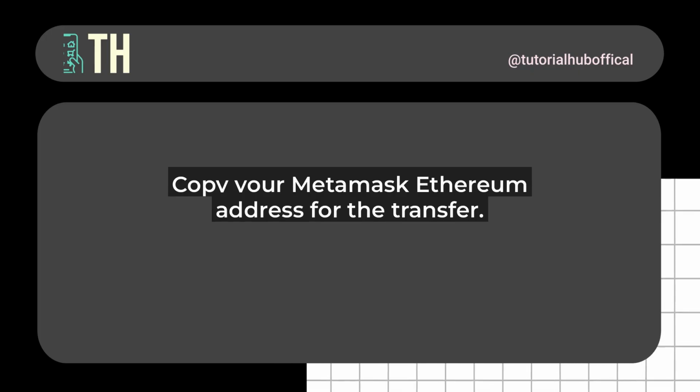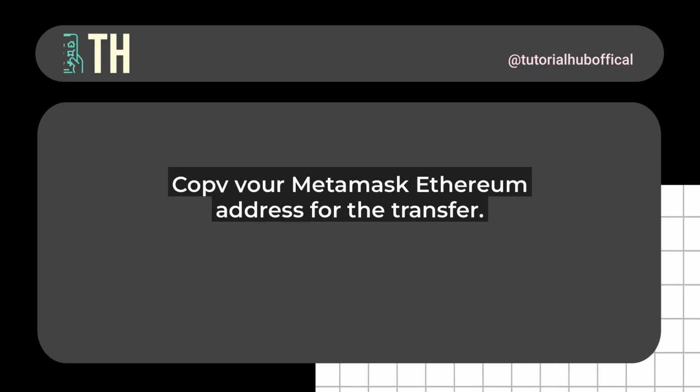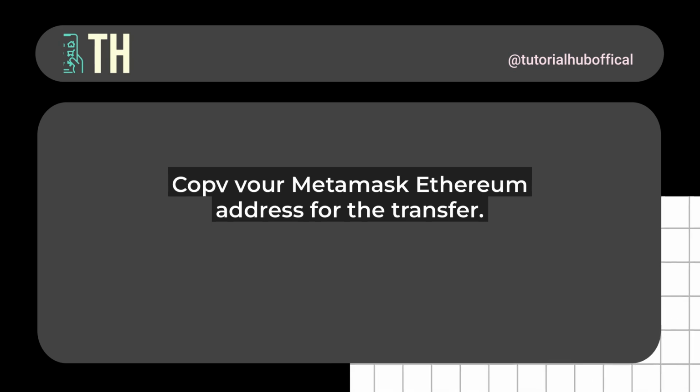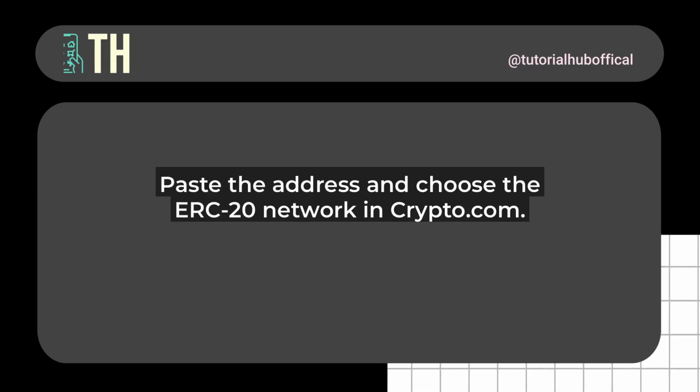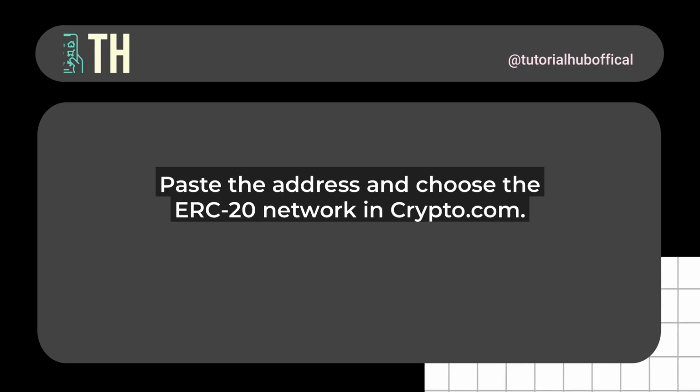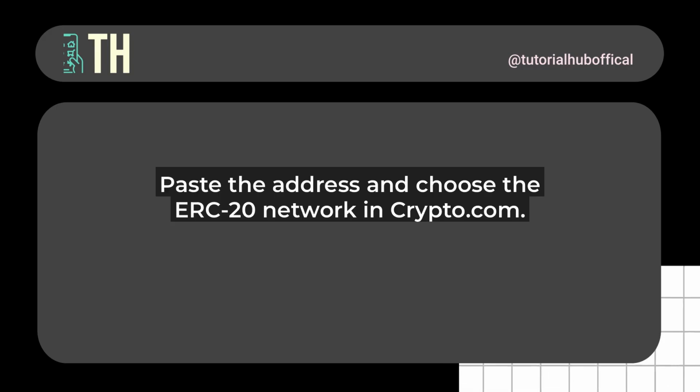Step 2. When you choose to withdraw, you'll need to enter your Metamask wallet address. Open your Metamask extension or app, switch to the Ethereum mainnet if it's not already, and copy the address from the account you want to receive the funds. Pro tip. Always verify the address twice to prevent sending to the wrong place. That could mean losing your crypto forever.